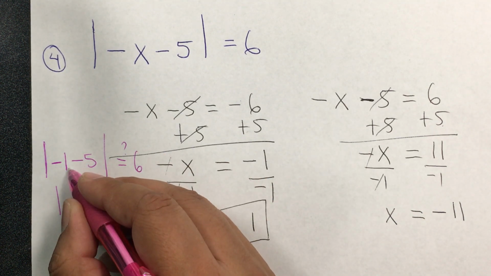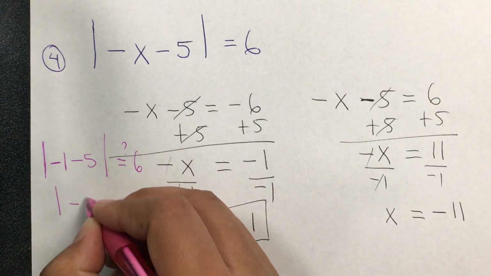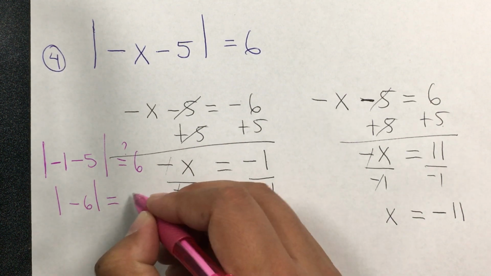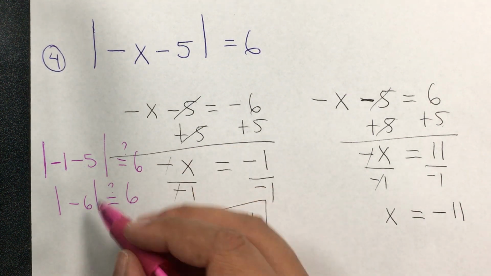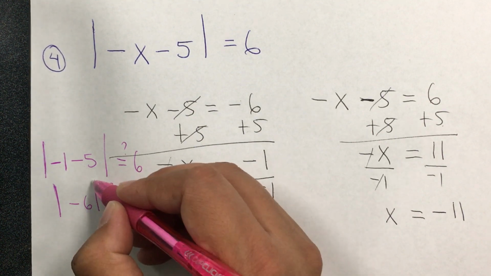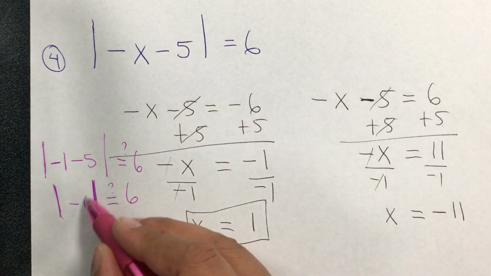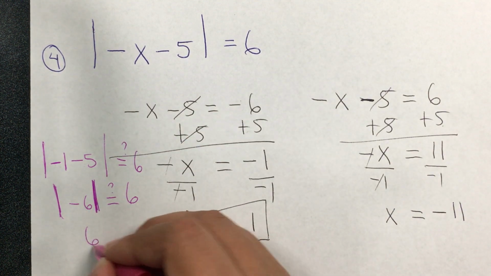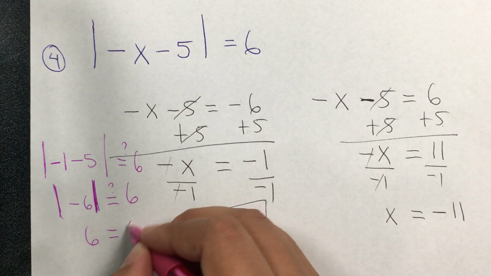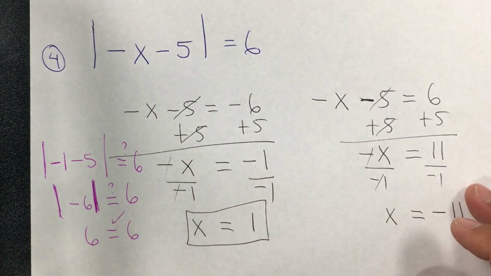So negative 1 and negative 5 is negative 6 inside of the absolute value. Is it equal to 6? Now this magic absolute value sticks. Make this number positive, and so we say, yeah, 6 is equal to 6, so check.